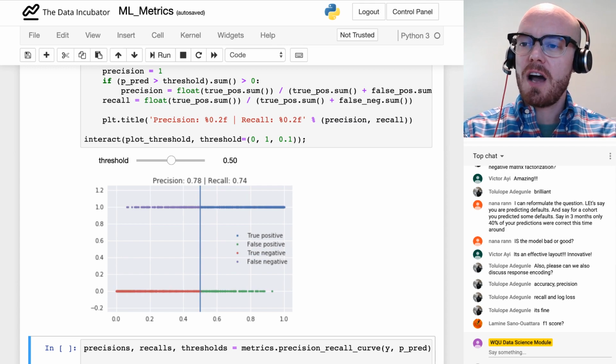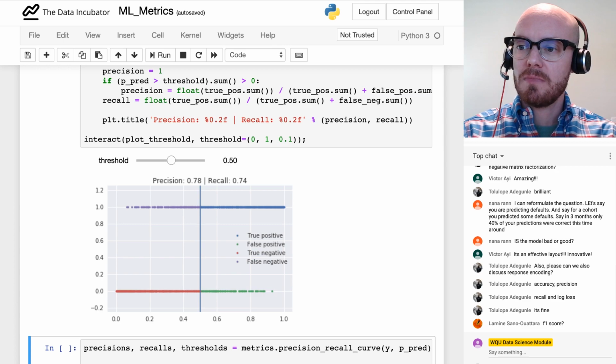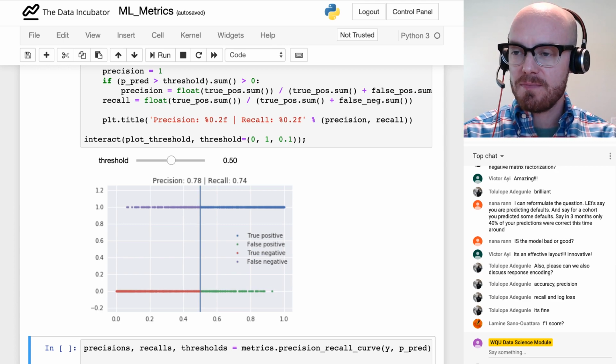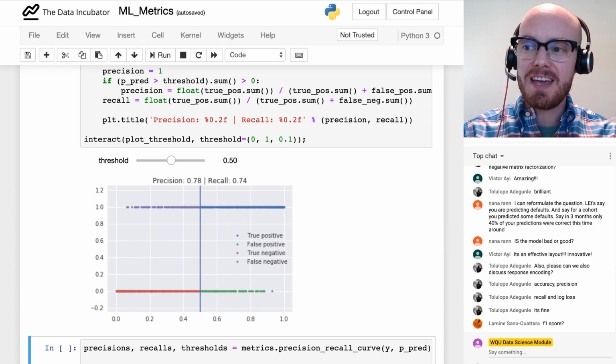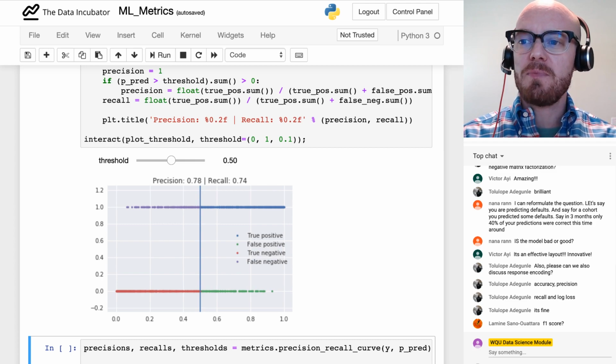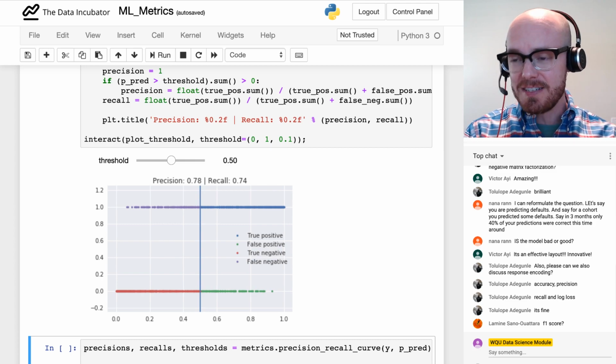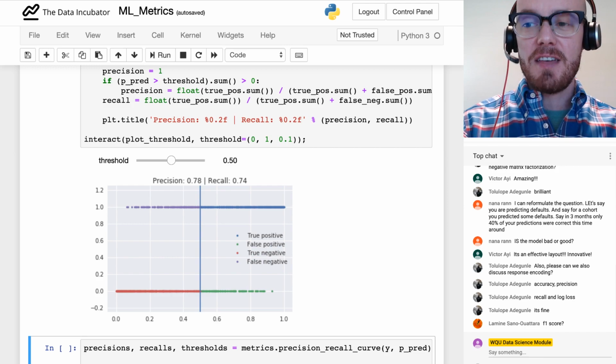And then the colors correspond to our predictions. So the blue are the people that we predicted would default and did default. And the people who are purple are the people who we said would not default, but in fact, they did.